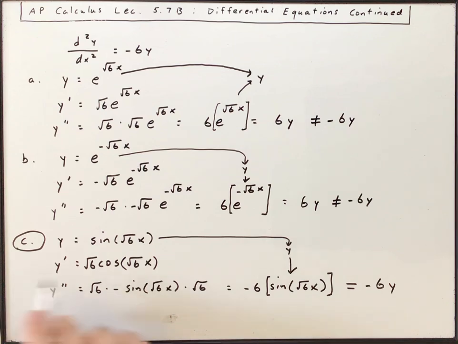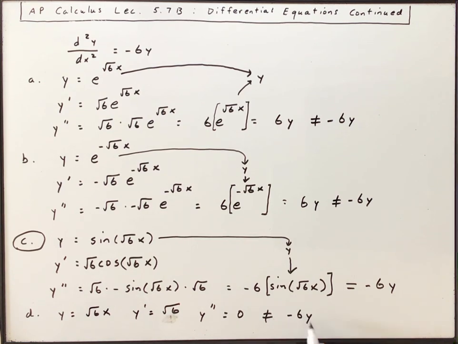Well, let's quickly just take a look at D. I think I can squish it in here. D, we have y equals root 6x. y prime then would be root 6. y double prime is going to be 0. That does not equal negative 6y, does it? So does not equal negative 6 times y, negative 6 times root 6 times x. That's just 0. So that's not a solution. So the only solution is part C.